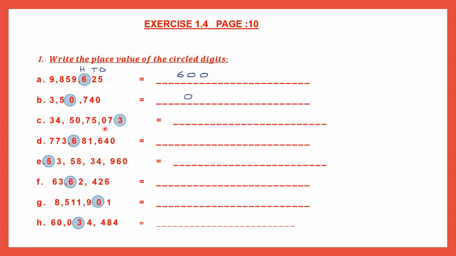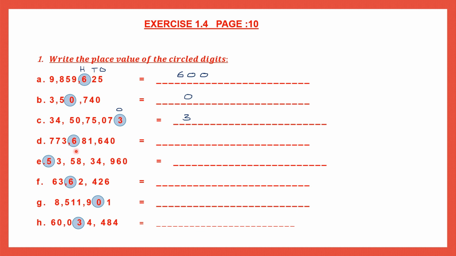Now the next one, the place value of 3. 3 is in the ones place. So 3 into 1 is simply 3. So let's write that. 3 into 1 is 3. So the place value of 3 is 3.